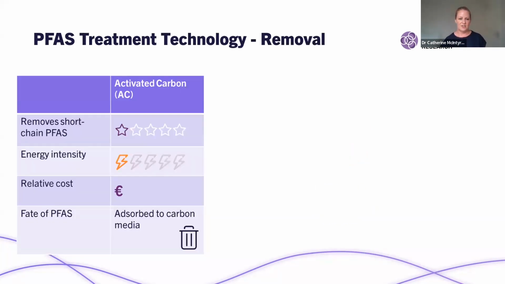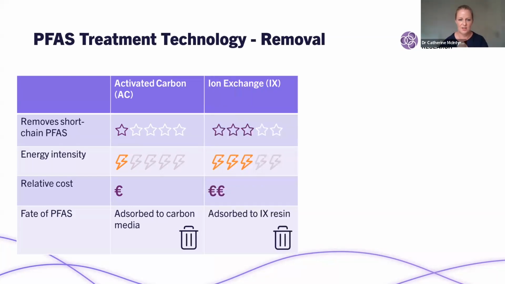So we'll look at removal technology first, and this is the most common one, activated carbon. It's a very cheap and cheerful treatment for PFAS. So for this, the PFAS is absorbed to a carbon media, so it's a solid media that can then be sent away for destruction. It's pretty easy to use, but it's not great on short chain PFAS, so it's not going to cover all of those PFAS compounds.